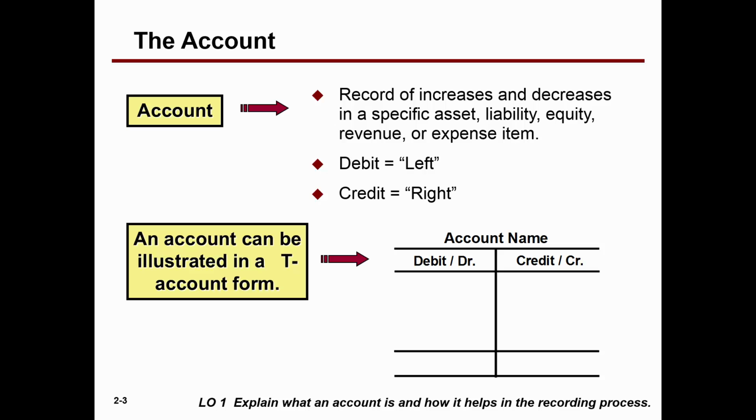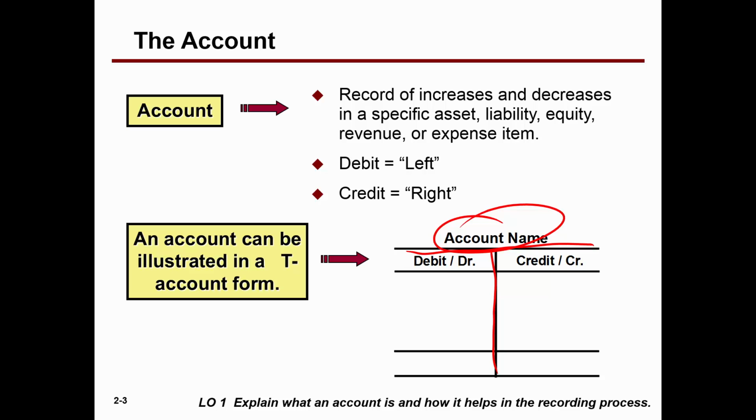So here's an example of how we can illustrate debits and credits. For each account, instead of having one column like we saw on the table, we're going to form this letter T. And we're going to put the name of the account at the top of the T. And on the left side of the T, we call this the debit side, abbreviated with the letters DR. And on the right side is credits, abbreviated with CR. It doesn't matter what account you're dealing with. Debit is always the left side and credit always on the right side.